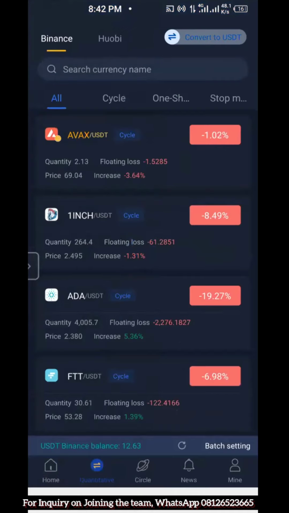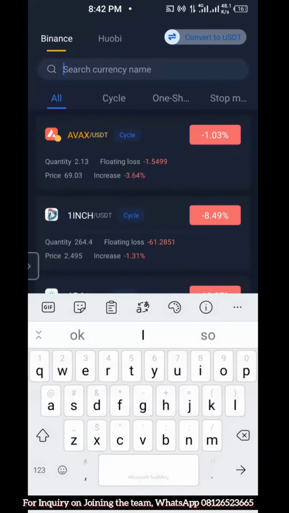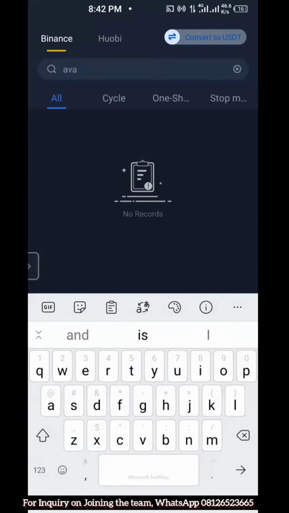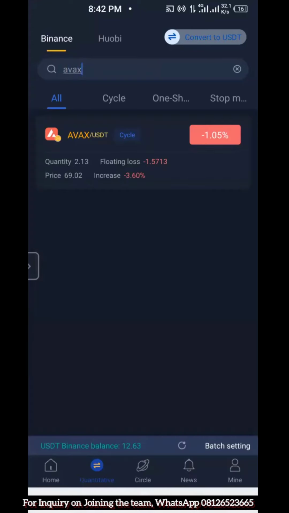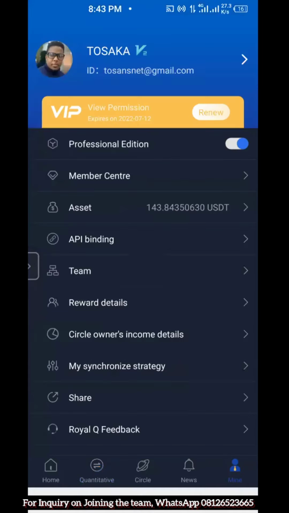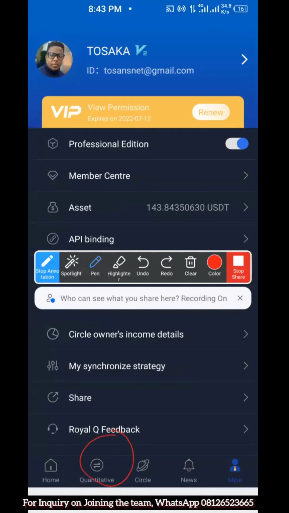So when you want to check any coin, you search the name of the coin, AVAX in this case. So can you see it has shown AVAX there? Now you might click on AVAX and it will not show on your own path. Why? Let me explain that real quick to you. When you click mine, I hope you are with your apps as well, so you can check these things that I'm saying. So when you click on mine, you see this place that says Professional Edition.